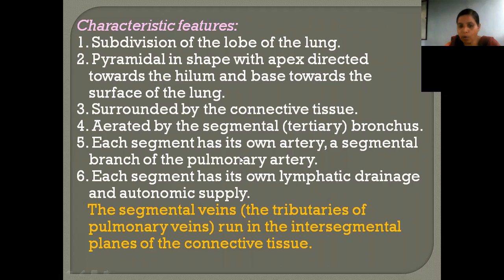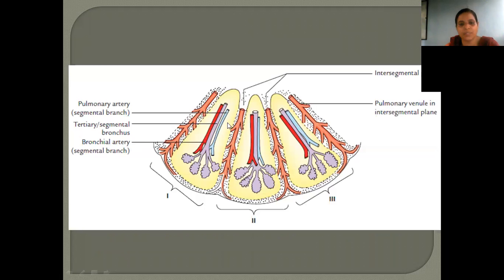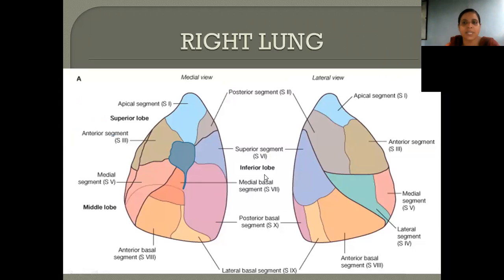In between the lobes, like bronchopulmonary segments, I told you we have segmental veins. So segmental veins are nothing but tributaries of pulmonary veins. These are segmental veins. Okay, so you can draw this diagram and put your own words explanation.